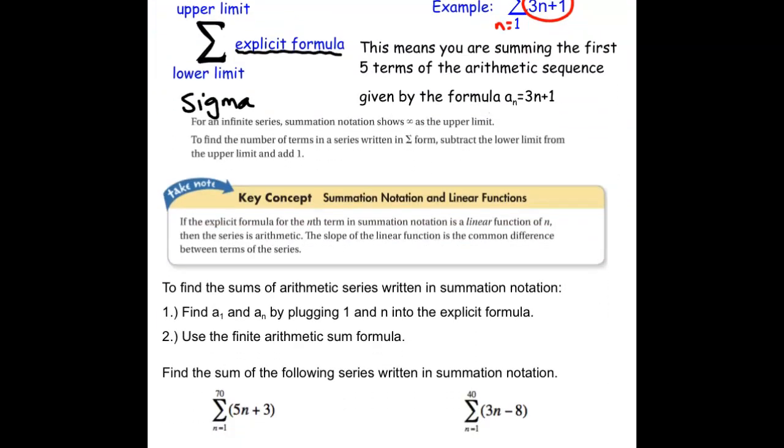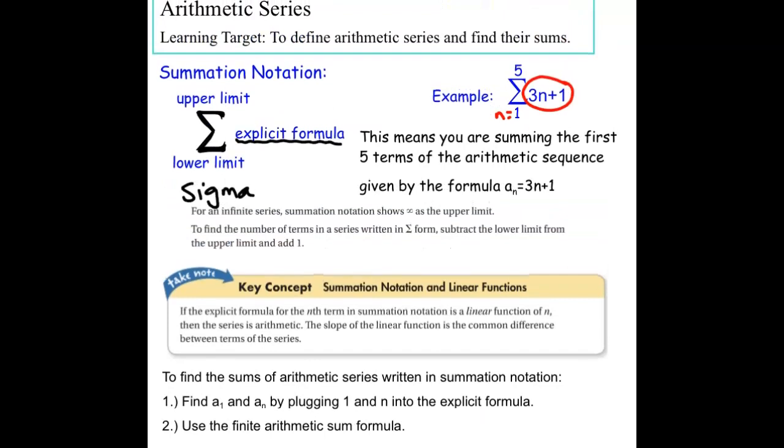So for an infinite series, summation notation would show an infinity symbol as the upper limit. To find the number of terms in a series written in summation form, or sigma form, subtract the lower limit from the upper limit and add 1.